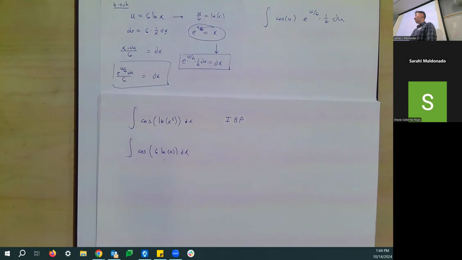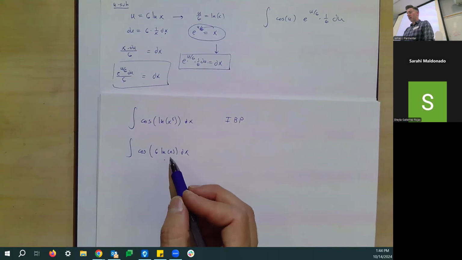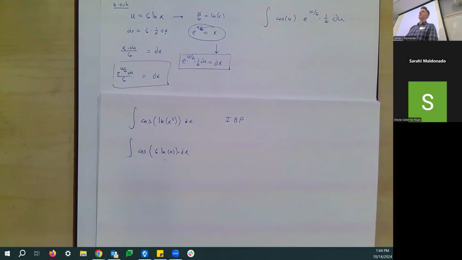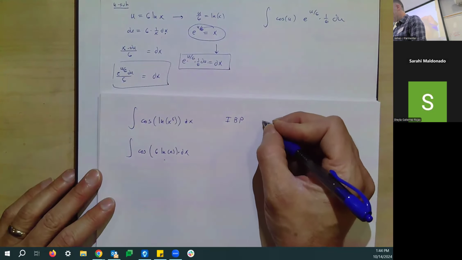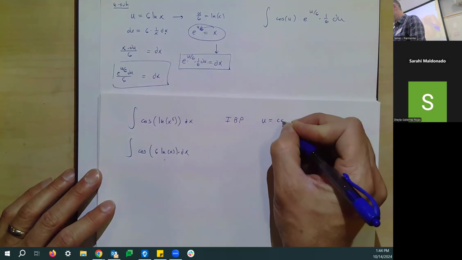That's not multiplication, that's composition. The only multiplication that's happening here is cosine of 6 natural log of x times dx. But that's enough. We can try integration by parts by letting u equal to essentially the entire integrand.